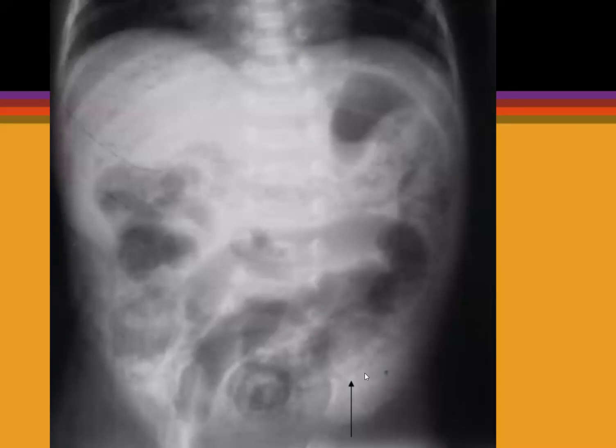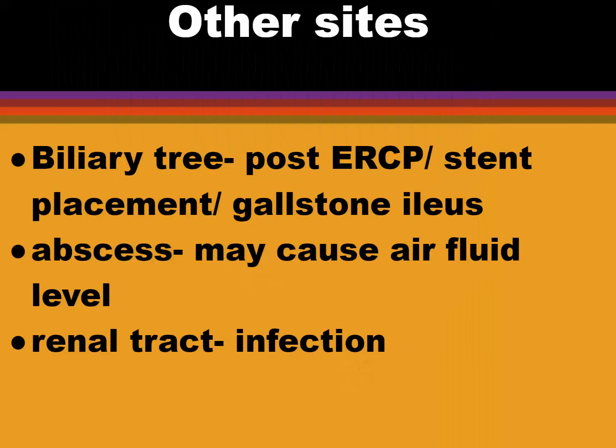Here's another example of air within the bowel wall. This is the transverse, descending colon, sigmoid colon, very subtle air you can see within the bowel wall. You can see air within the biliary tree, particularly if it's had an ERCP, which is an endoscopic retrograde cholangiopancreatogram, where they use air to opacify the biliary system. Gallstone ileus can give it to you, where the gallbladder perforates into the bowel. An abscess, particularly if it's a gas-forming organism, will give you an air fluid level.